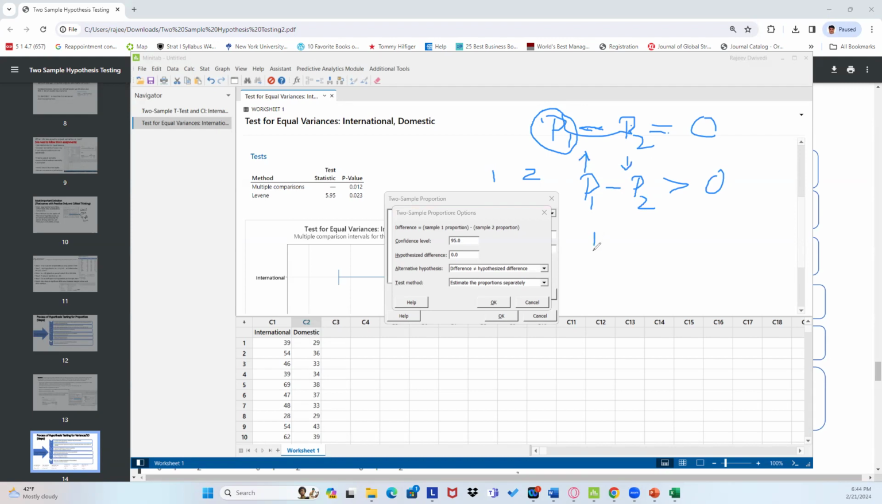Second situation, if P1 is smaller and P2 is higher, then what will happen? This will be less than 0. So you need to understand what the question is demanding. Accordingly, if proportion 1 is higher, please make sure that you frame the corresponding null hypothesis and alternative hypothesis.